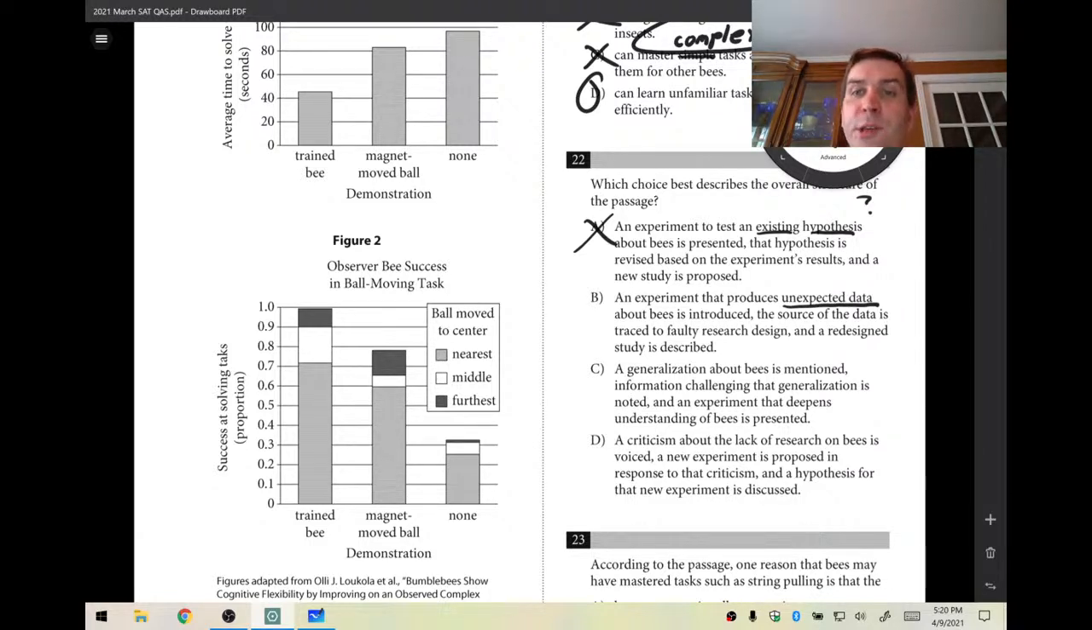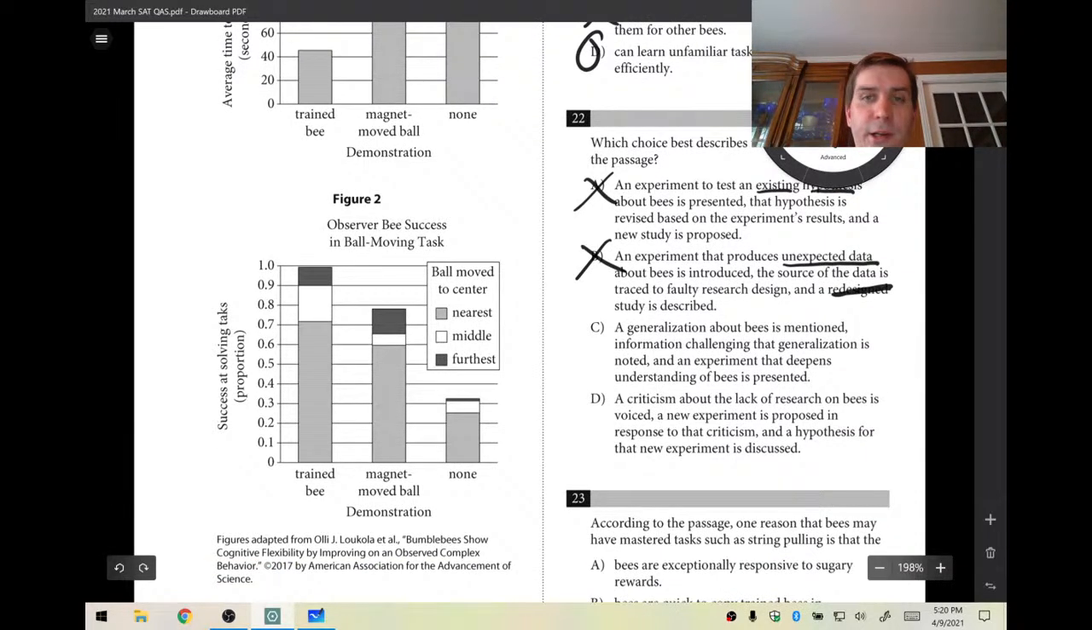An experiment that produces unexpected data about bees is introduced. The source of that data is traced to faulty research. None of that's in our passage. There's no redesigned study. That's not in there. All right, let's look at D.